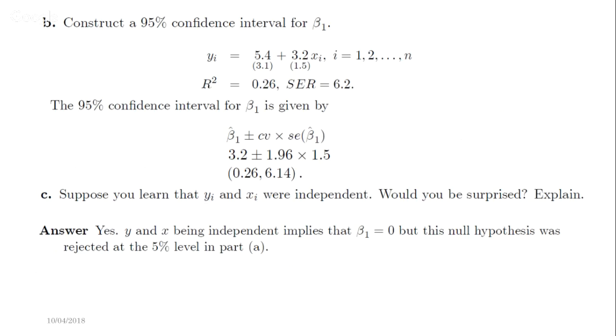So this is an interval again, 95%. Beta 1 hat plus minus critical value times standard error. 3.2 plus minus 1.96 times 1.5. That gives you 0.26 and 6.14.